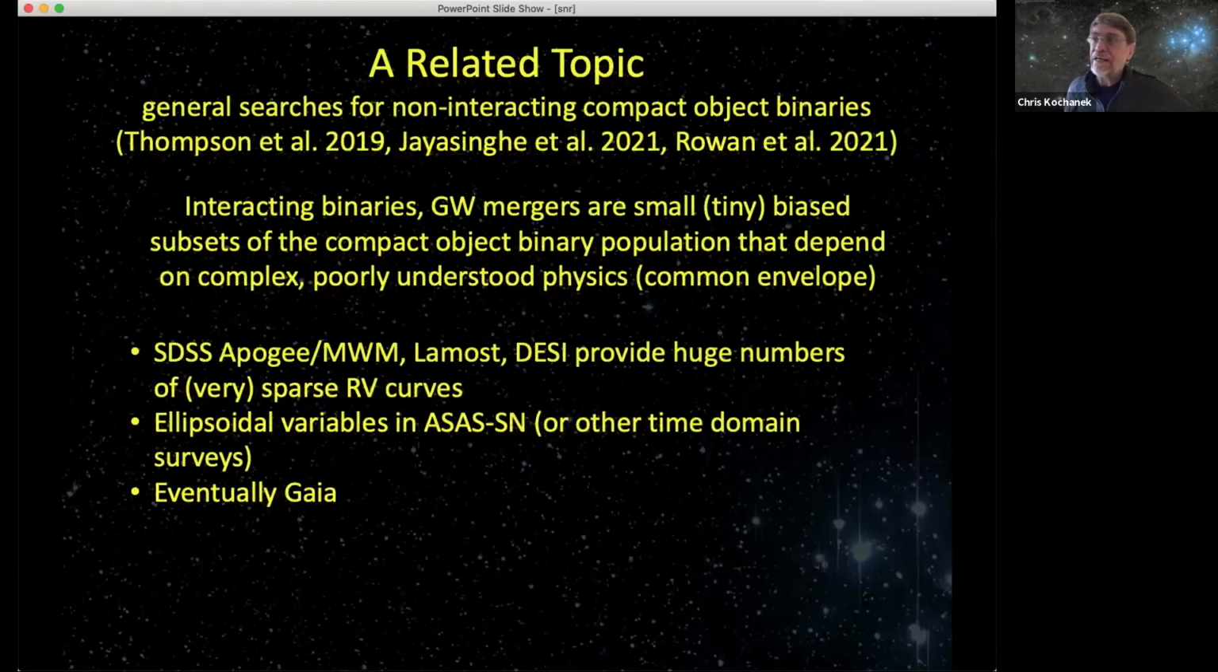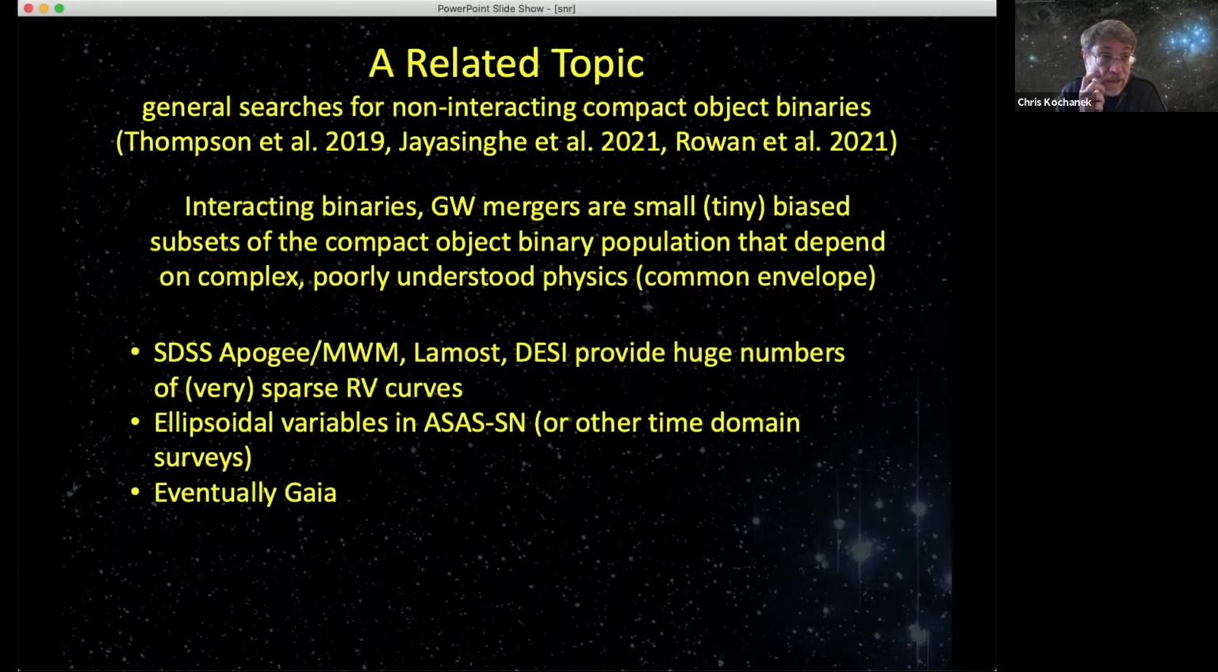I just mentioned a related topic: the other way you can try to get a handle on some of these questions of binary evolution is to try to look for non-interacting compact objects, which is something we've taken up in the last year or two. Again, the interacting binaries and mergers are a tiny fraction of the compact binary population. They depend on things like common envelope.